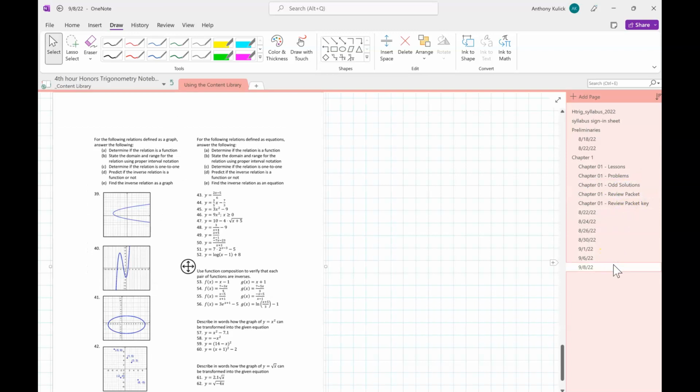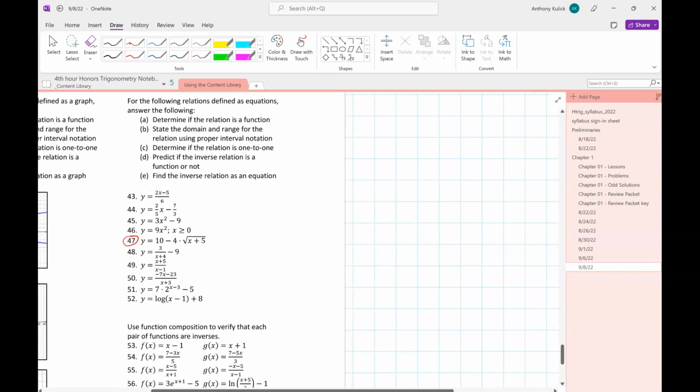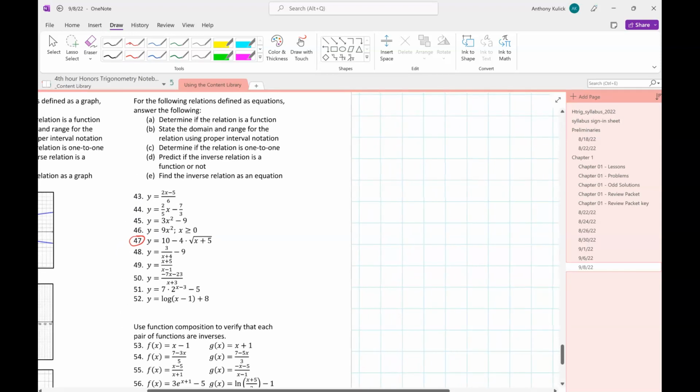Sophia, you were asking about which one? 47. So your issue is that the answer in the key doesn't match the question, right? Well, just so you know, the answer in part B in the answers is wrong. So if you get the wrong answer there, that's okay.